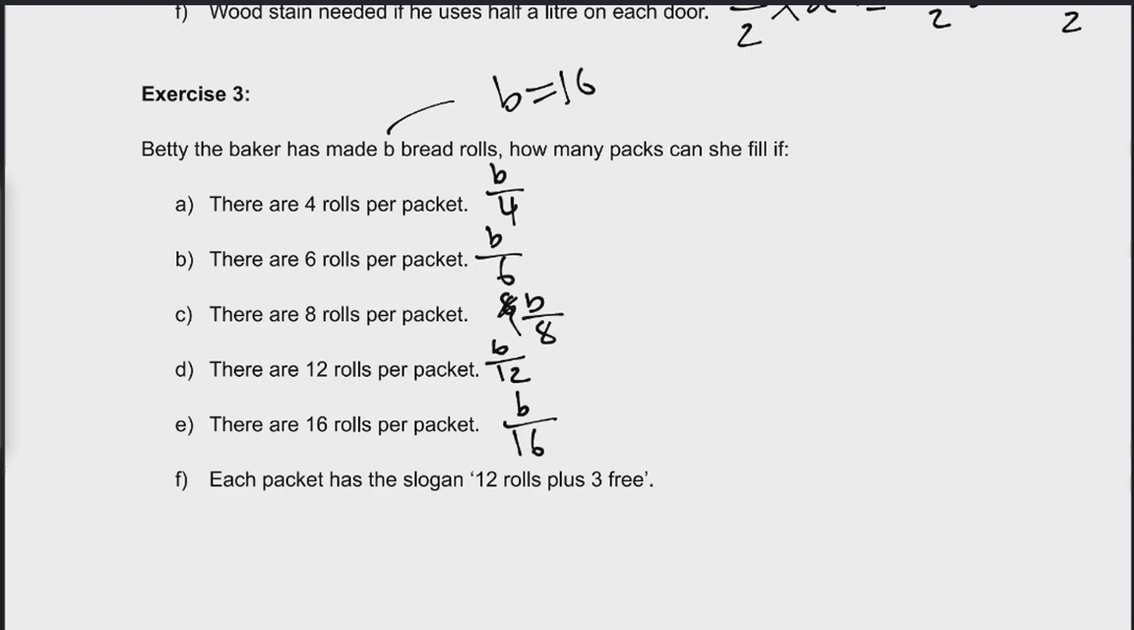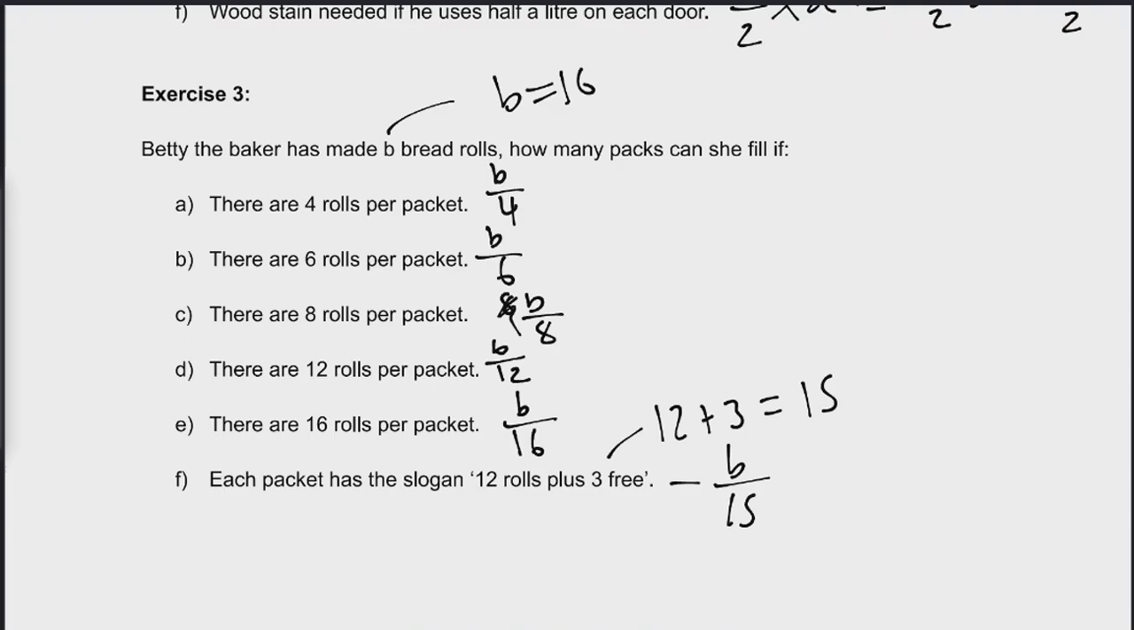Now, this is an interesting question. What if each packet has the slogan 12 rolls plus 3 free? How many packs can she fill then? Okay, let's think about this. 12 rolls plus 3 free. How many are put in each pack? Well, 12 plus 3 is going to be 15. And so, if she's got B bread rolls and you've got 15 per pack, it's going to be B over 15.